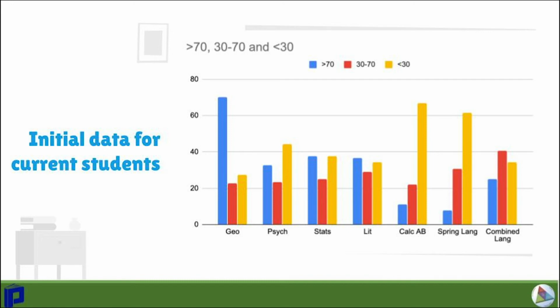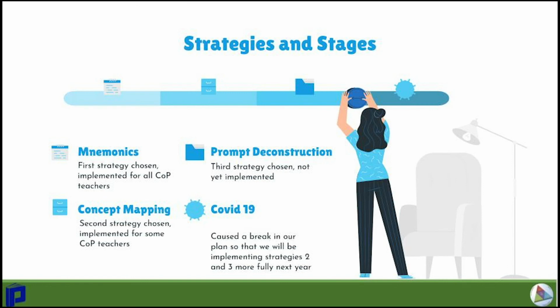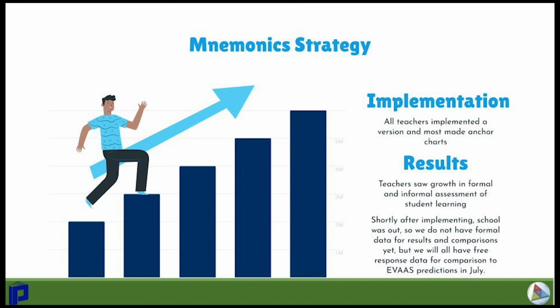In some courses, almost 3/4 of the students had a 70% chance or higher of getting a 3 on the exam, whereas in other courses, that number was more like only 10% of the students. In doing research on strategies to reach all of these students, we settled on 3 main strategies: mnemonics, concept mapping, and prompt deconstruction. Unfortunately, we were interrupted by COVID-19 before we could do much data collection here in the second semester. The strategy that we were able to implement the most before we were out was the mnemonic strategy.